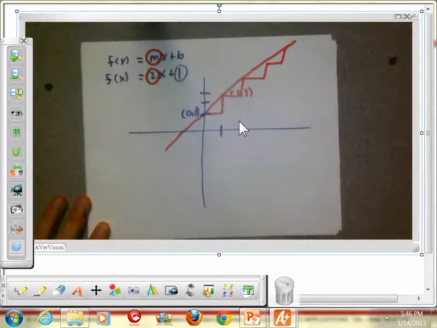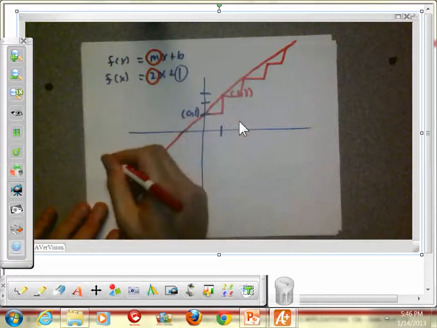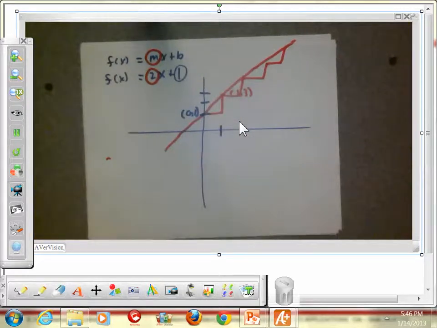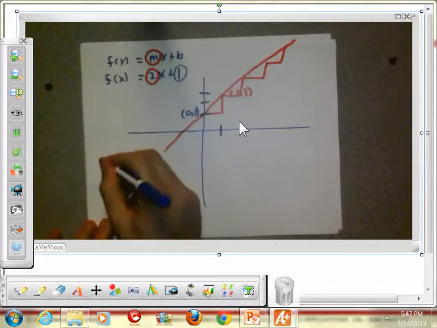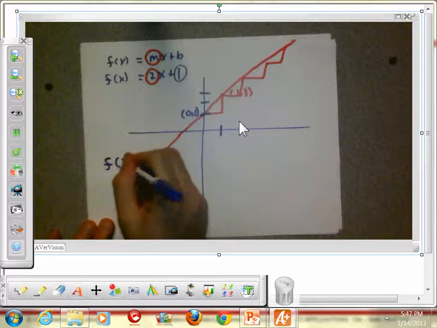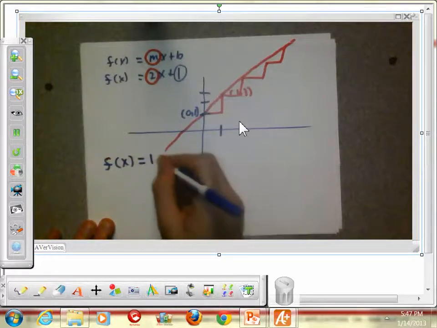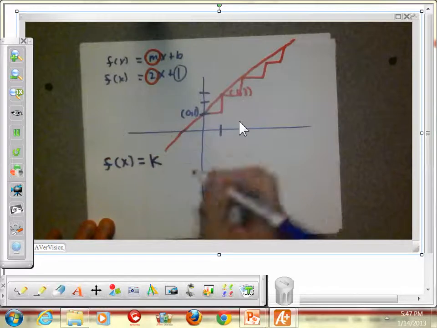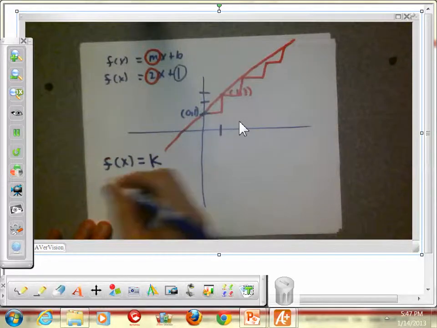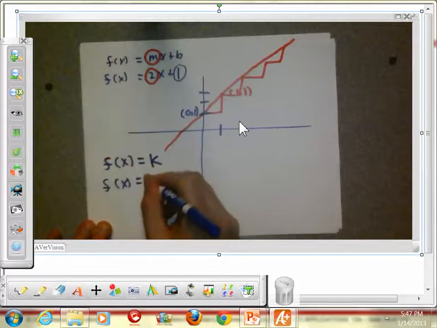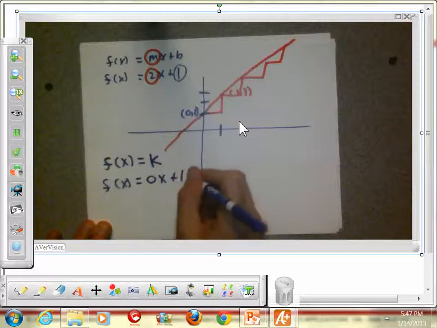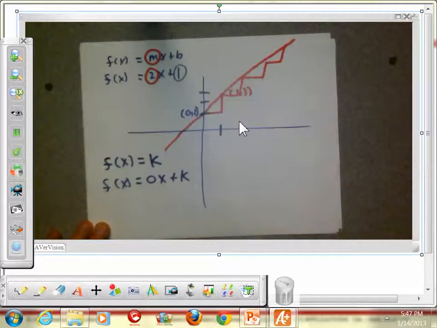Now, the other case was still a line, but it's important enough of a line just to do a separate example of it because it's very important. But if we have f of x equal to some constant k, right? Well, this is a line because we can write f of x is equal to 0x plus k, where k is the y-intercept and the slope is 0.